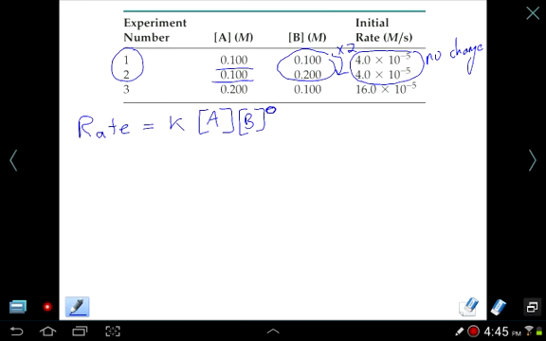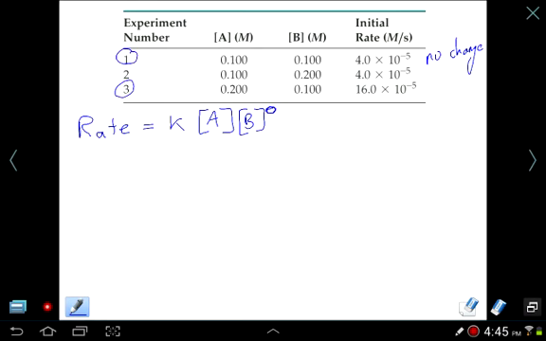Now if we take a similar look at the other set, we'll have to take a look at experiment 1 and 3. The reason we take a look at experiment 1 and 3 is that's when B is held constant. So that way B does not affect us in this case, and we take a look at A.